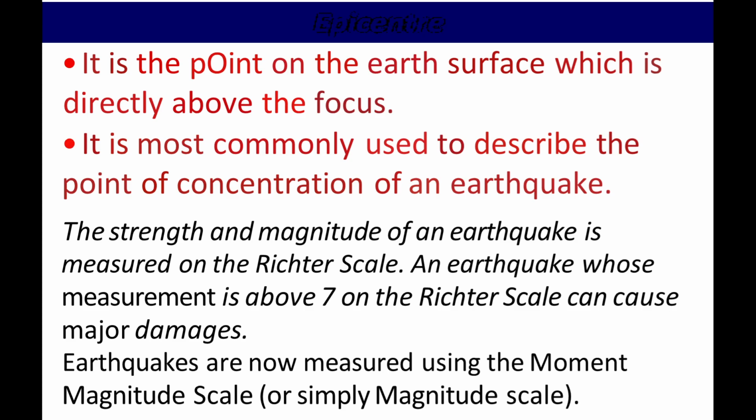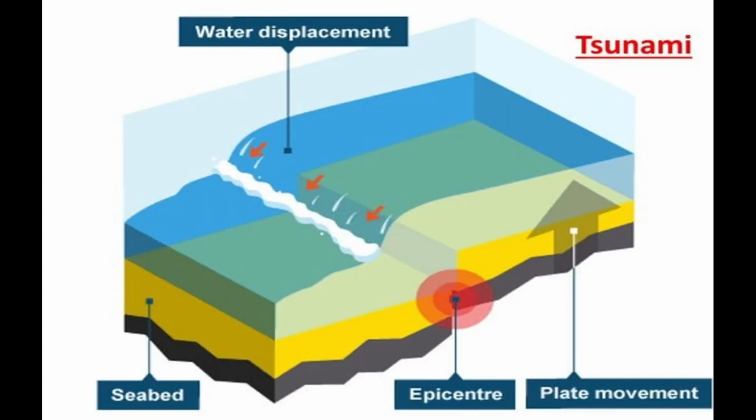The strength and magnitude of an earthquake is measured on the Richter scale. An earthquake whose measurement is above 7 on the Richter scale can cause major damage. Let us come to know about the tsunami. Dear students, a tsunami is a series of powerful ocean waves caused by a large and sudden displacement of the ocean, most commonly triggered by underwater earthquakes.